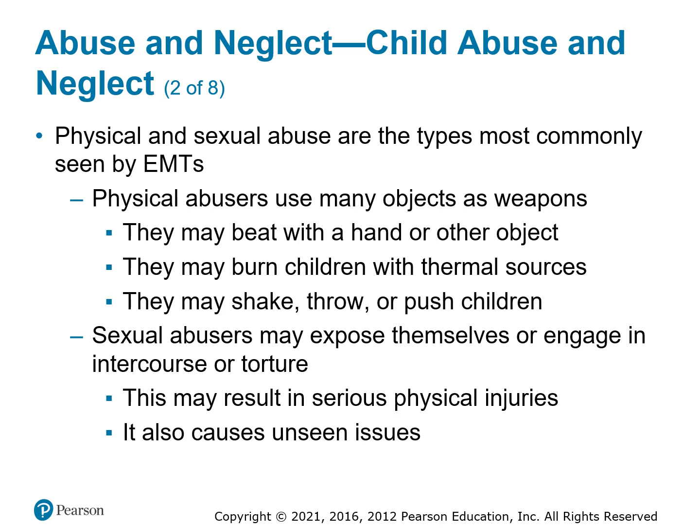Physical and sexual abuse are the types most commonly seen by EMTs. Physical abusers may use many objects as weapons. They may beat with a hand or other object. They may burn children with thermal sources, or they may shake, throw, or push children. Sexual abusers may expose themselves or engage in intercourse or even torture. This may result in serious physical injuries. It also causes unseen injuries.